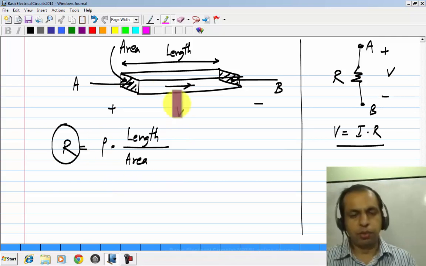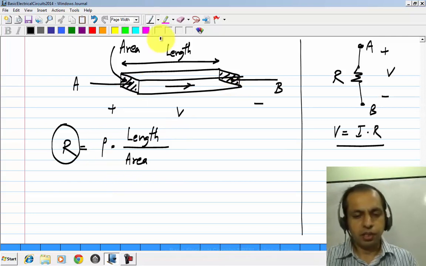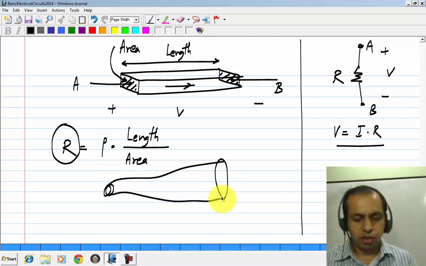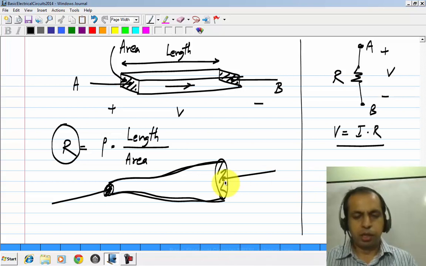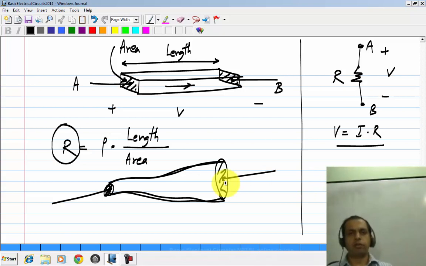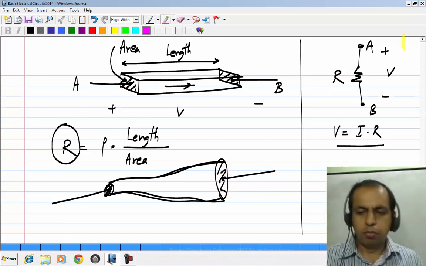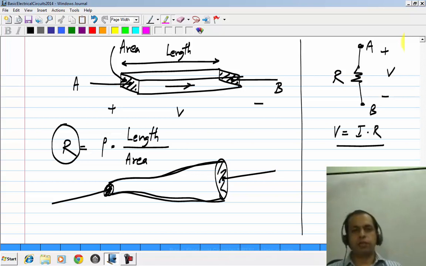Now this formula is simple enough for a rectangular bar like this, but if I had something uneven, okay, some uneven shape like this with curves and so on, and I have a terminal here and a terminal there, it becomes quite complicated to carry out these calculations. Okay, but for analyzing circuits we don't have to worry about it. Okay, as long as it's a resistor, the voltage across it will be proportional to the current through it, and the proportionality constant is given by R.